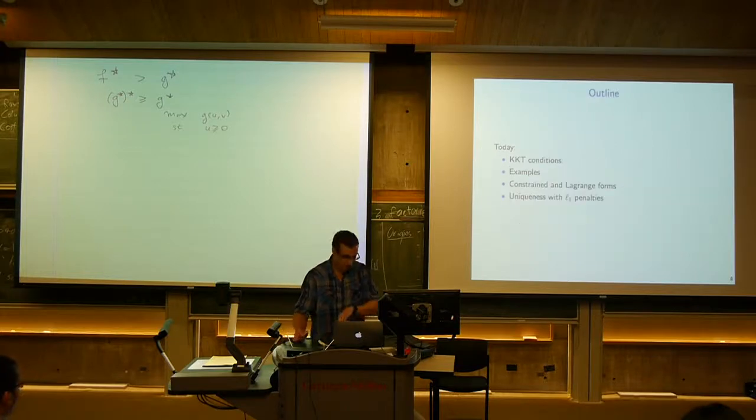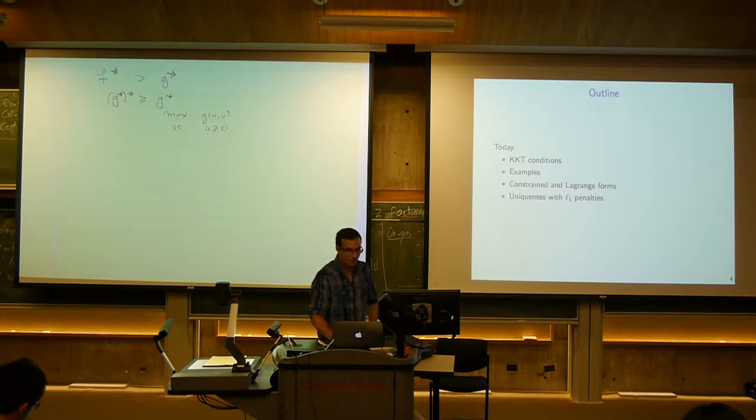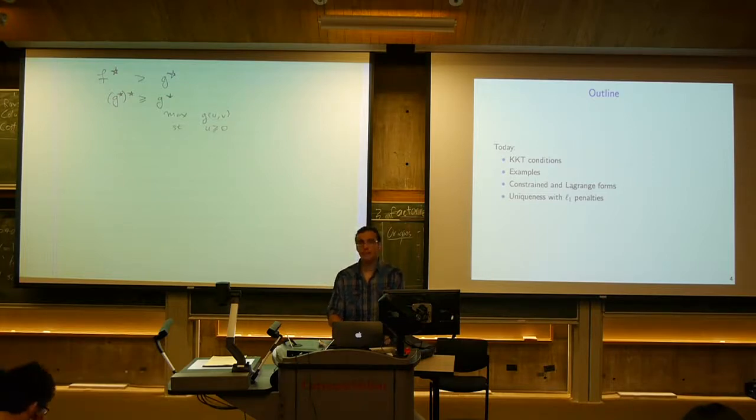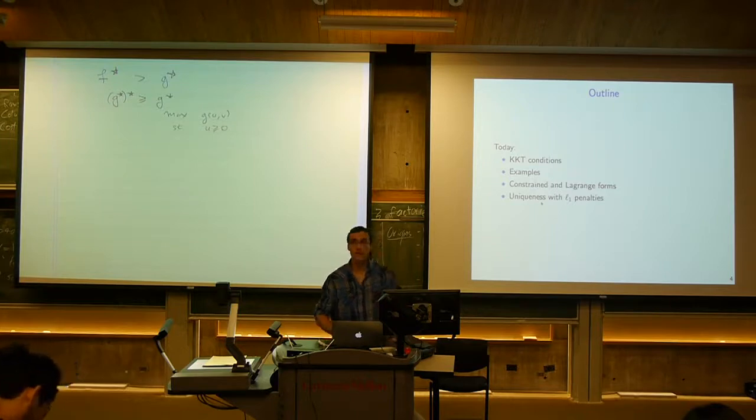Okay, so today we're going to talk about the KKT conditions. Go through a bunch of examples, address this idea of problems which we can express in constrained form and Lagrange form, which we see all the time in statistics and machine learning. And then if we have time, I'll go through an example application of the KKT conditions to prove something kind of interesting.